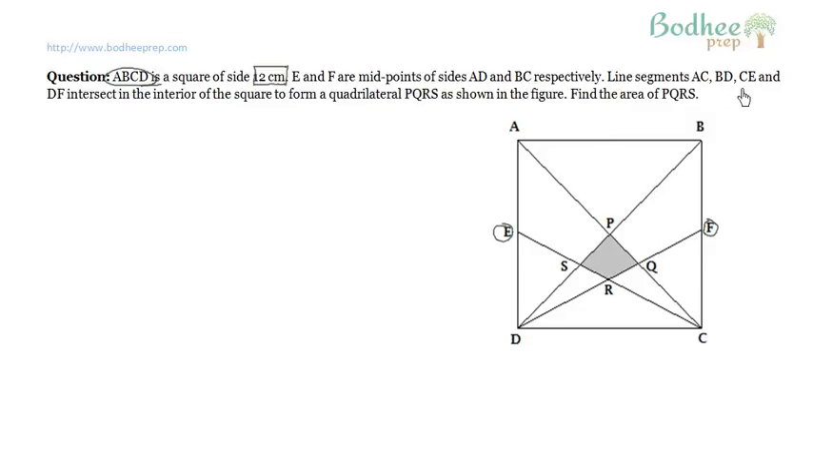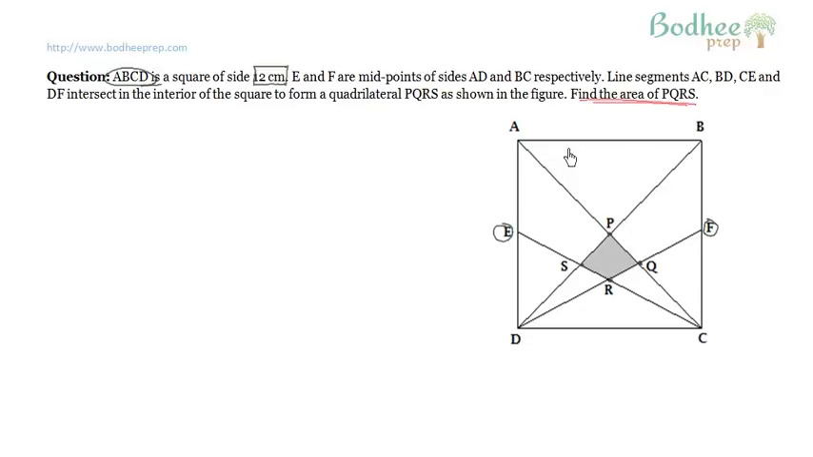Further, it says that AC, BD, CE and DF intersect the interiors of the square to form a quadrilateral PQRS. So the point AC is joined, which is nothing but the diagonal of the square. Same with BD, and these midpoints are joined with the opposite endpoints. So EC is joined and DF is joined. So these are the intersecting points, that is P, Q, R and S, and we have been asked to find the area of the quadrilateral in the shaded region.